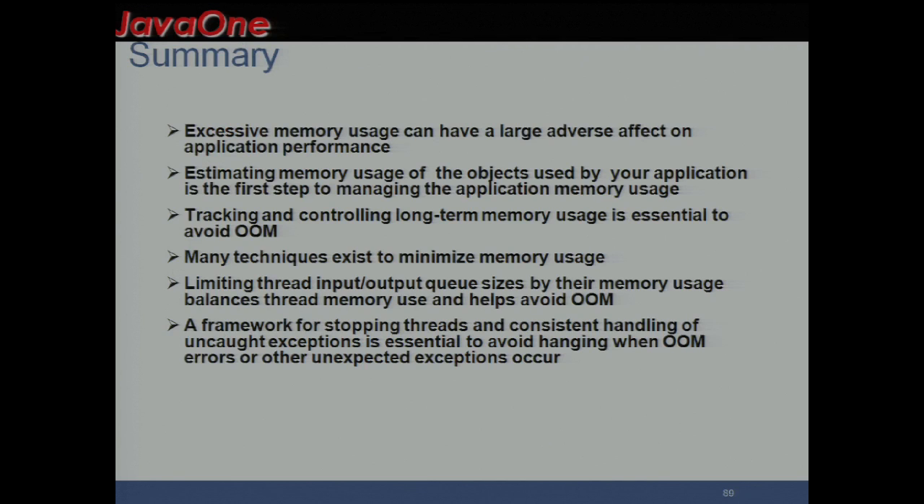And so, in summary, we've seen that excessive memory use, using too much memory, can really have a bad effect on your performance. If you can estimate the memory usage of your objects, it's the first step to being able to control your memory usage. And then tracking and controlling it at runtime can really pay off to avoid out-of-memory error. There's a lot of ways you can reduce your memory usage up front. You can limit your threads, input queue and output queue size, so you can balance the memory usage of your threads. And then having a good framework for stopping, starting, and handling uncaught exceptions is really critical if you want to properly avoid hanging and other unpleasant behavior when out-of-memory error occurs.